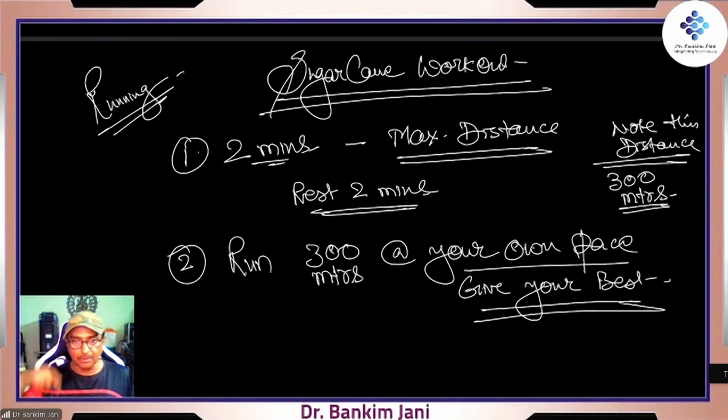Because this is, you now know that this is my maximum distance. Now, so many times it happens that in zone 2, you finish it even earlier, right? Over here, it was 2 minutes, but you finished that distance in 1 minute and 54 seconds. Then stop.